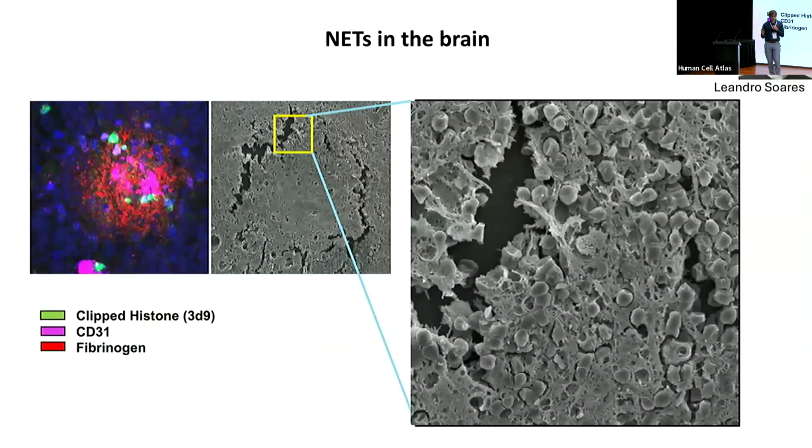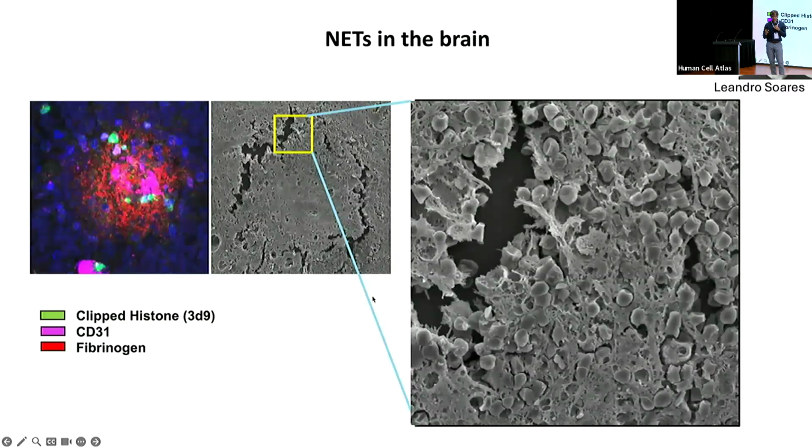So we looked at whether there were NETs in the brain. We used an antibody provided by our collaborator, Borko Mulik, that's highly specific for NETs. It recognizes a clipped form of histone in late NETs. And those are in green, and we've scored this, and we can see that there's more NETs. I'll show you that in a minute.